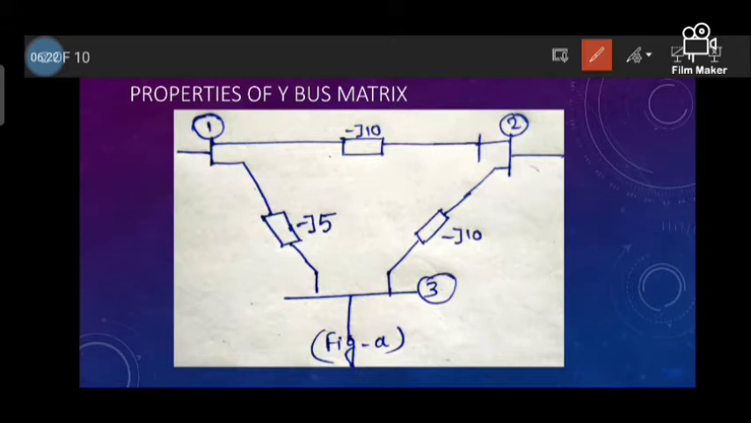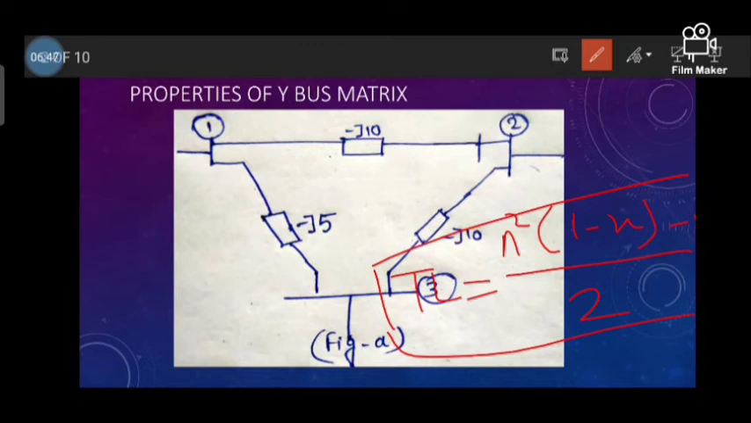So the number of transmission lines is n squared times (1 minus x) minus n, divided by 2. That is your number of transmission line formula. Number of transmission lines is equal to number of buses squared, whole into 1 minus sparsity, minus the number of buses, divided by 2. So this is your property number 4. All those properties are here.